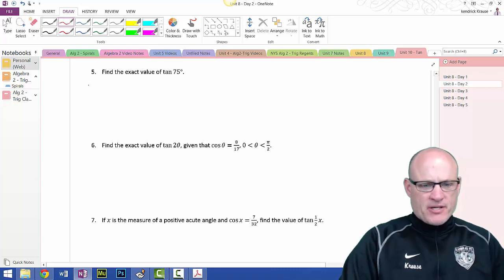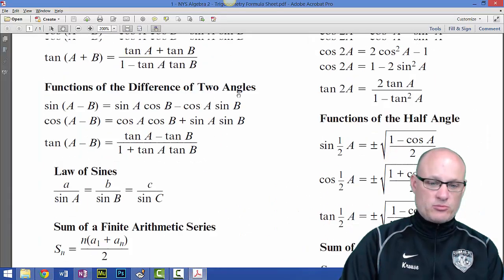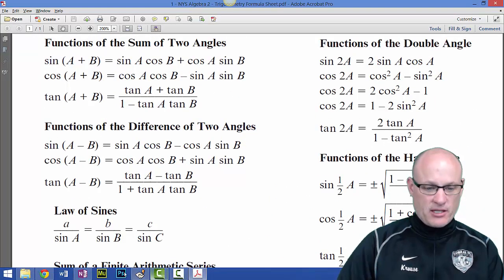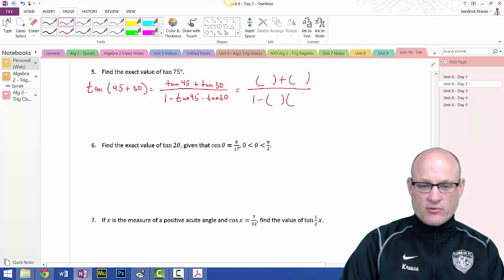So this is equal to the tangent of 45 plus 30. So this is equal to tangent 45 plus tangent of 30 all over 1 minus tangent of 45 times tangent of 30. Anybody else annoyed? And I know that because if I come over here, boom, there it is. Plus on the top, multiply on the bottom with a minus. So now I'll replace everything with my parentheses. Parentheses plus parentheses, 1 minus parentheses, and parentheses.